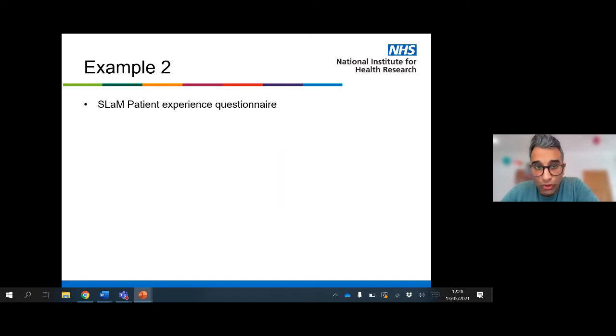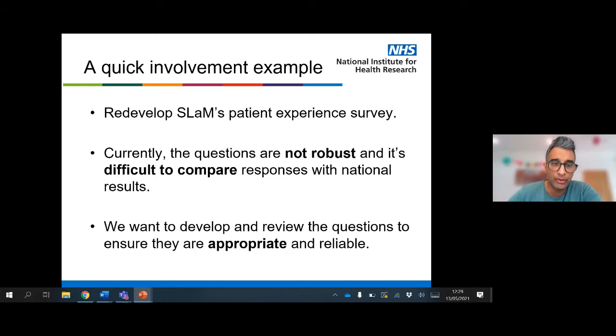I've got one more example. I'm also conscious of time, so I'm going to whiz through this. This is a questionnaire where SLaM, the South London and Maudsley Foundation Trust, in the outpatient unit, were asking patients to fill in a questionnaire about their experience of the service. They came to us and said, we have this current questionnaire, but we want to change it because at the moment the questions are not robust and it's difficult for us to compare responses with national results.